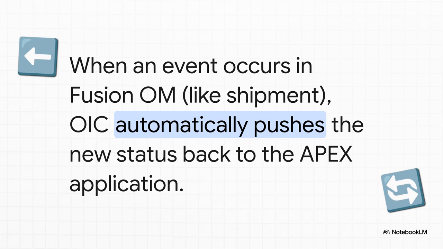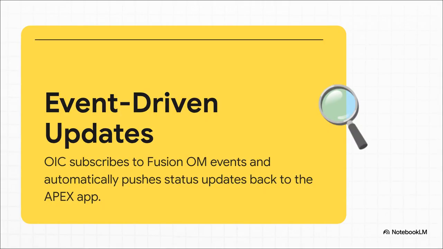Now look, getting the order into the main system is really only half the battle, right? How does the user back in that custom app know what's happening? Did the order ship? Is it on hold? The information has to flow both ways. The main system needs to talk back. And this is where the magic really happens.